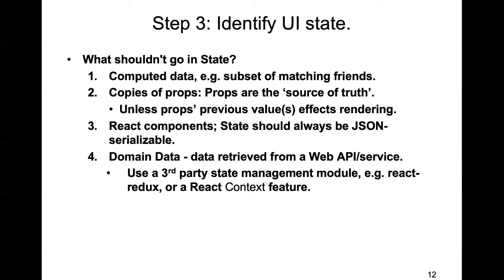So apart from number 4 there, 1, 2, and 3 are definitely things that you can relate to at this stage. So they're all the things that should not go into a state variable.